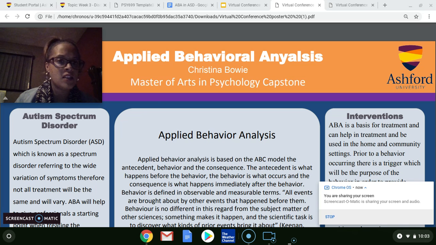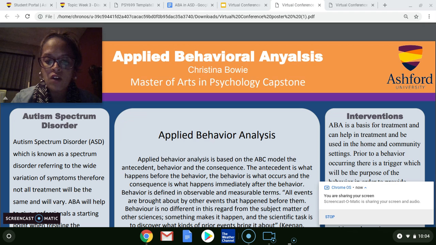It's basically the ABC model. It's the easiest way to remember it. Basically, the A stands for the antecedent, the behavior is what occurs, and the consequence is what happens immediately after the behavior. Behavior is defined, obviously, it has to be observable and measurable.